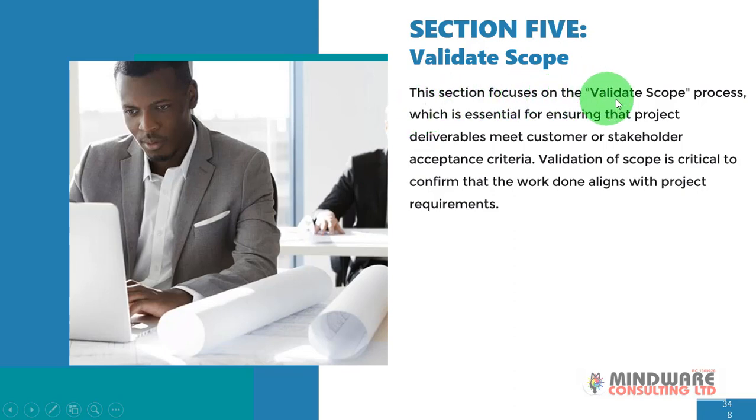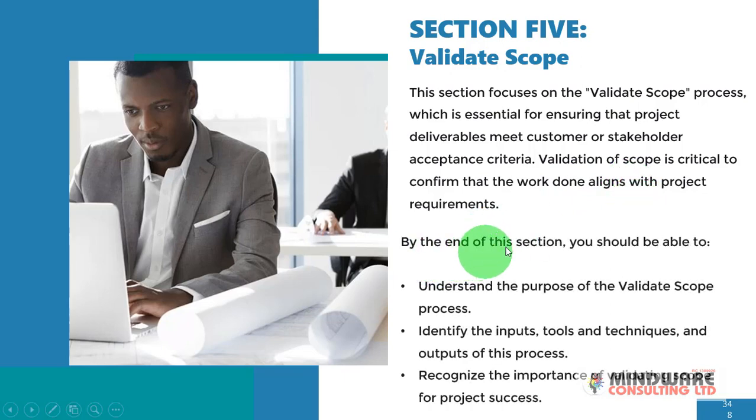This section focuses on the validate scope process, which is essential for ensuring that project deliverables meet customer or stakeholder acceptance criteria. Validation of scope is critical to confirm that the work done aligns with project requirements. Now this is very important. After you've done your work, it needs to be validated to ensure that you didn't go south, but what you did is in perfect alignment with the requirements of the stakeholders.